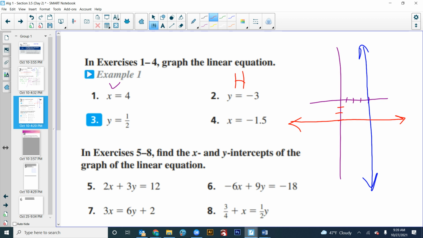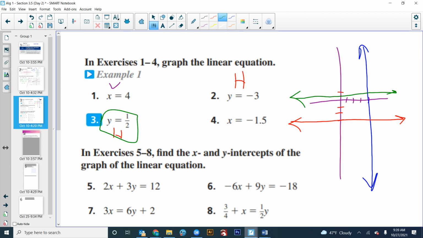Oh, nice, Liv. I'm a fool. All right. Yours. Samara, what do you think here? Y equals 1/2. Horizontal. It is horizontal. Okay, so I'm going to go up 1/2. Here's 1. You just go up 1/2. Right here. And that's not a good line, but that would be this one right there.